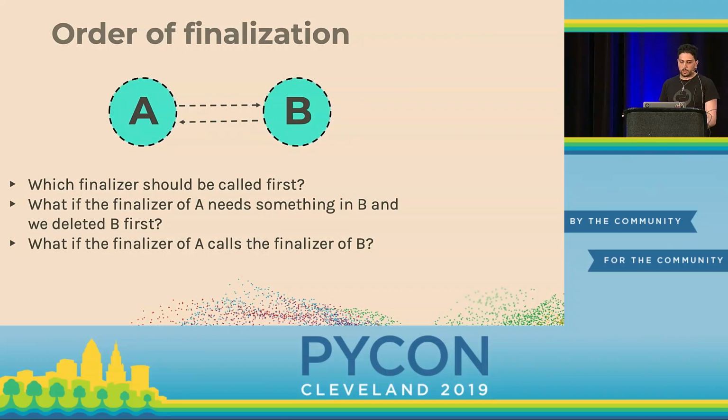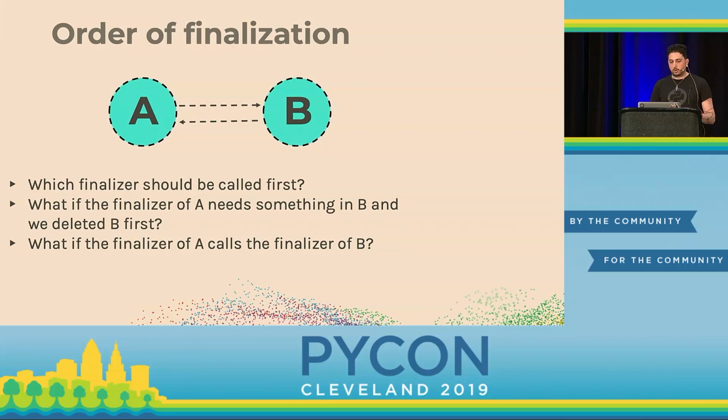So the problem is the following: we have these two objects and we need to destroy them, and then we need to call the finalizers. But we have a problem because which finalizer do we need to call first, right? Imagine, for example, that the finalizer of A needs something in the finalizer of B. Imagine, for example, that A is a database and B is a connection or something, and when you are going to destroy the database, you want to make sure that the connection is closed or something like that, right? Which is not the best way of doing it, as we saw before, but imagine that it is a possibility. Also, what happens if the finalization of A calls the finalization of B for whatever reason? So we don't know the order.